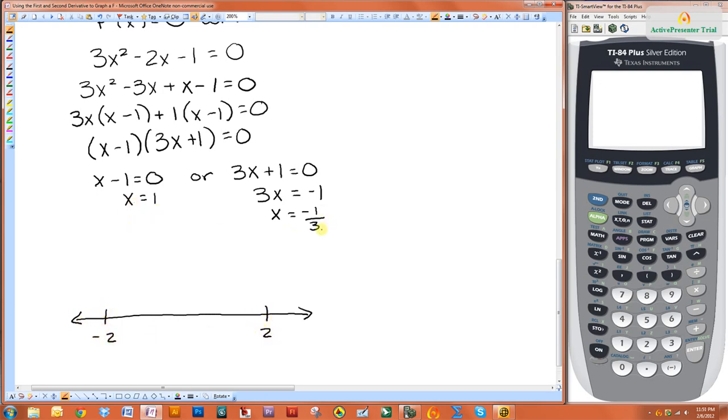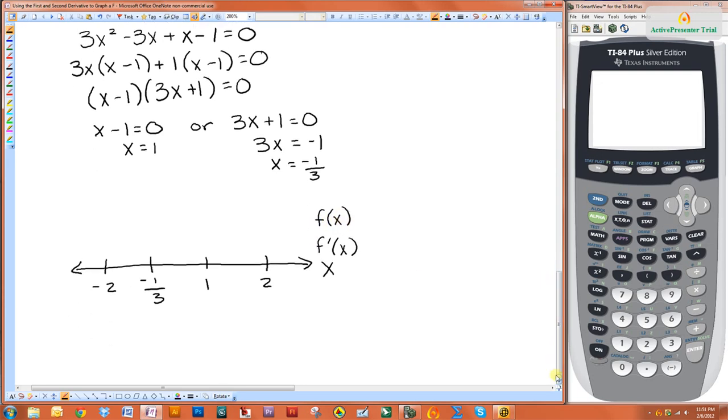And since both of these values are in our domain, I'm going to write them on there as well. So this isn't drawn to scale, it's just relative position. That's all that really matters. Okay, so these are the values for x. I want to write what f prime of x is doing, and that'll tell me what f of x is doing. Okay, so what I'm going to look for is values within these intervals here, and determine if they're positive or negative.